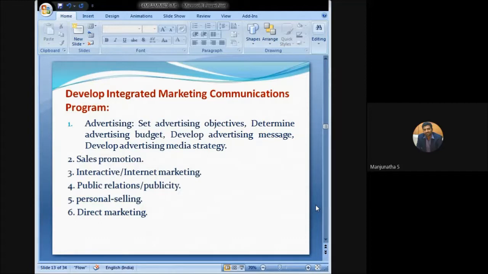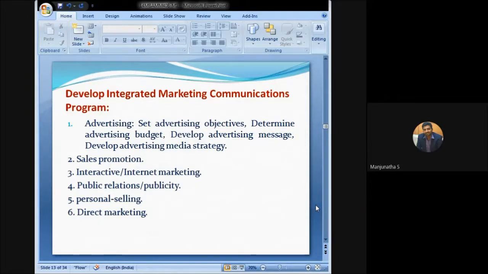The same we need to do for sales promotion. We need to identify the objectives of sales promotion. We need to identify the sales promotion budget. We need to develop the sales promotion messages, and we need to identify the media strategy for sales promotion. So this applies to all the points which come as IMC programs.